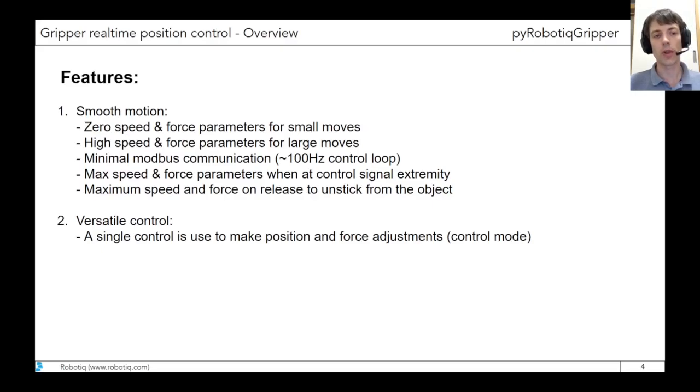Here the function implements a system where you move the gripper with the trigger, and if an object is detected, the control mode changes, and then when the object is detected, you use the trigger to actually adjust the gripping force. This is a feature that you can also disable, so we will go through that.